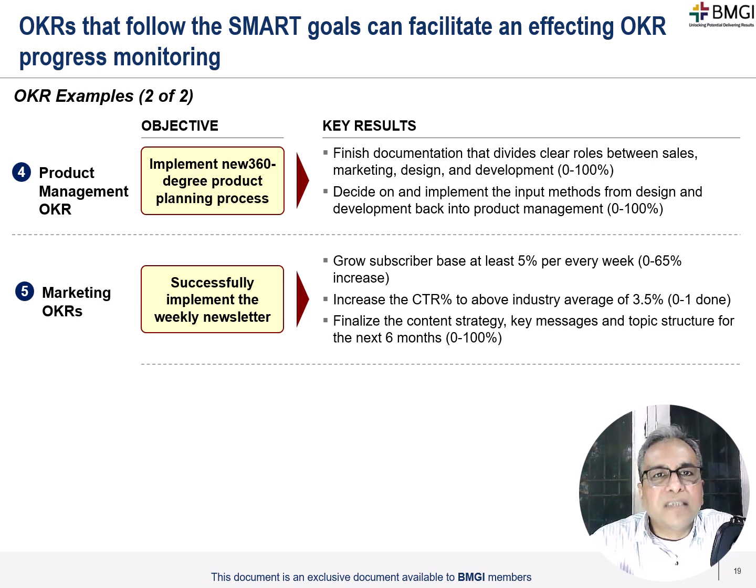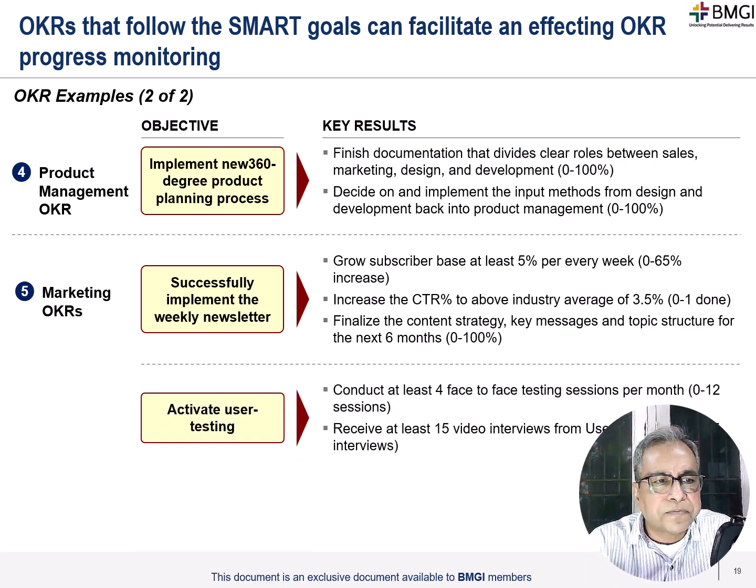So imagine if you have these five for your organization. Every week, every month, they are reviewing it, and there's hardly a reason that we are not going to hit those targets we are looking at. So that's how powerful these OKRs are. And this is another way, so you can have bifurcation also. That's what the marketing goal tells us. It has to activate user testing. So again, at least 4 face-to-face testing sessions, at least 15 video interviews.